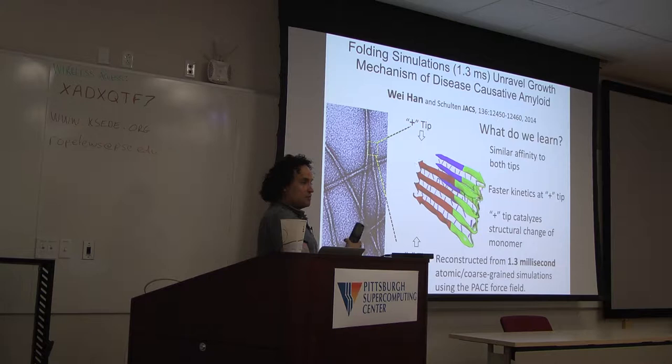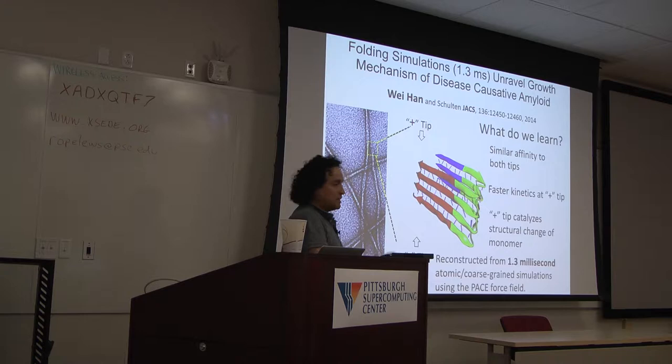What is interesting is that the PACE force field is a coarse grain force field, but it is what is called a united atom force field, which means you remove a few hydrogens, but it's not as coarse grain as shape-based coarse grain. You still have an amino acid, and you still have a few particles that represent the properties. You still have electrostatics, but you can reach much longer timescales, like 1.3 milliseconds in this case.